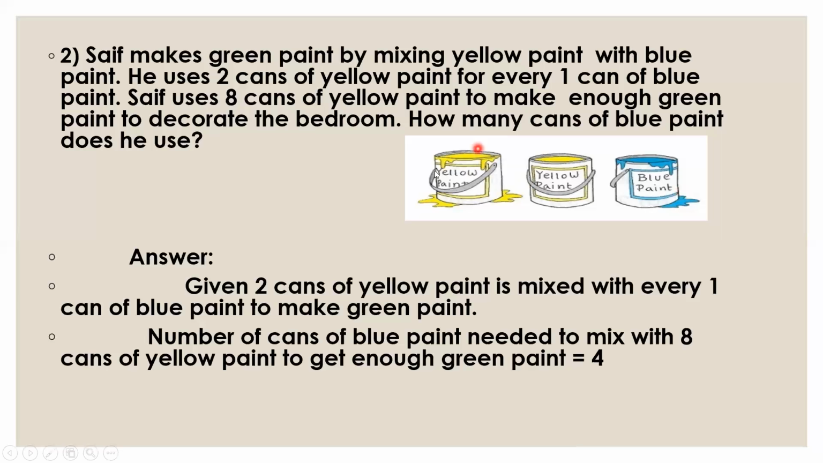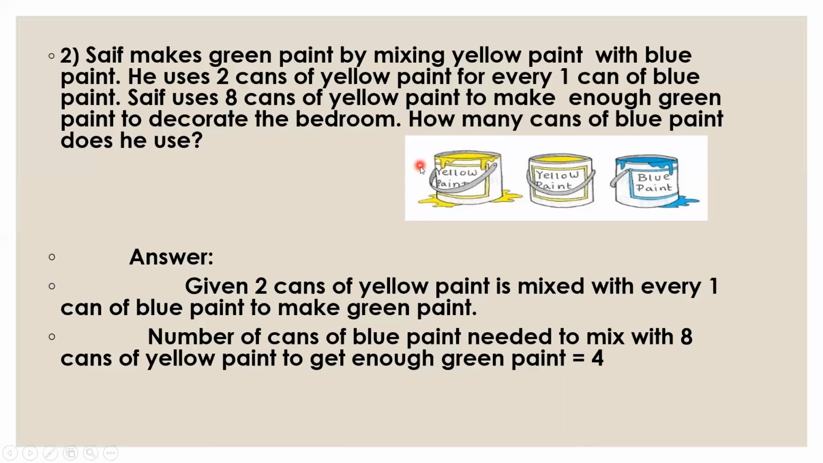We will be taking the relation half of 2 is 1. So 2 yellow, you will be getting the blue paint number as half. When you have the yellow paint number, you will be getting the number of blue paint. So here they have given the number of yellow paint, that is 8 cans. So 8 cans of yellow paint. Then how will you find the number of blue paint? Just half this 8. So that is 4. So in this way also you can find the answer.